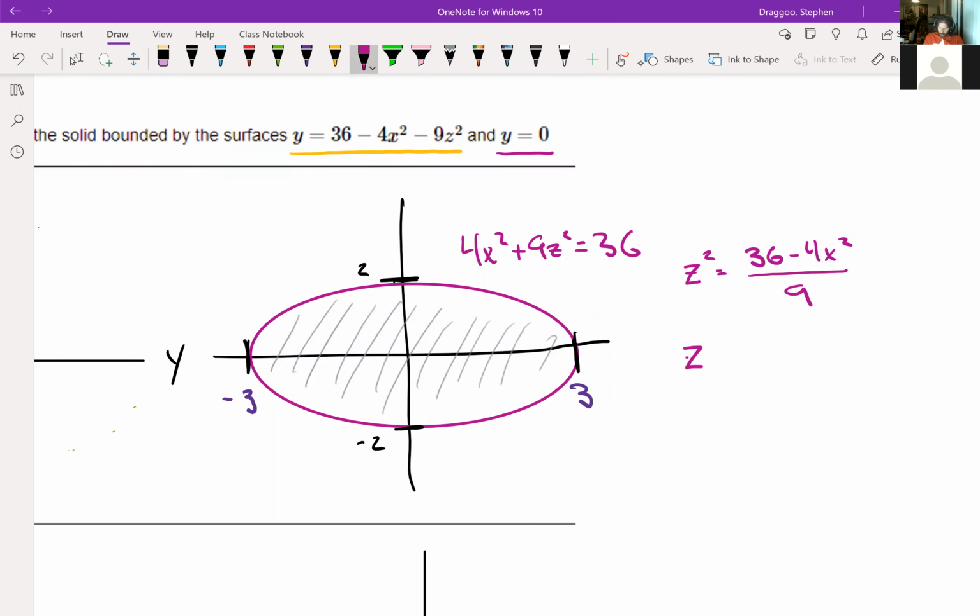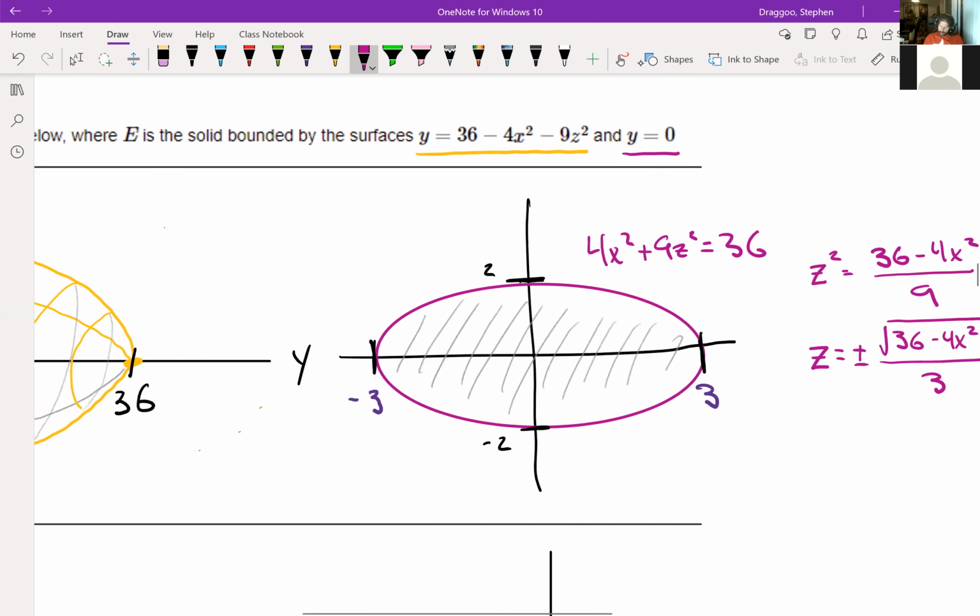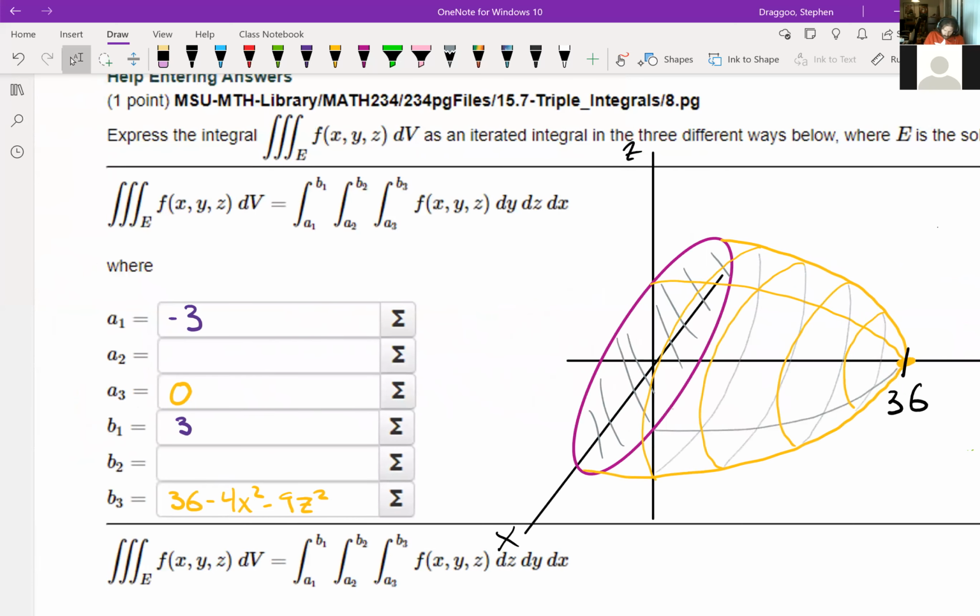So z, don't forget, if you take the square root of a variable, you should end up with a plus or minus. You know, the square root of 36 minus 4x squared all over 3. I'll simplify that a little bit, taking the square root of 9 because it's just by itself in the denominator. So the positive square root should be the top half, negative square root should be the bottom half. So let's go pop those bounds in over here. Negative square root of 36 minus 4x squared over 3 and positive square root of 36 minus 4x squared over 3.